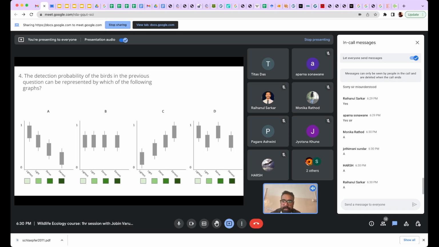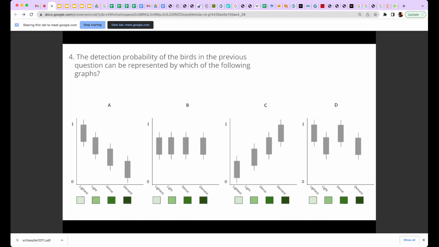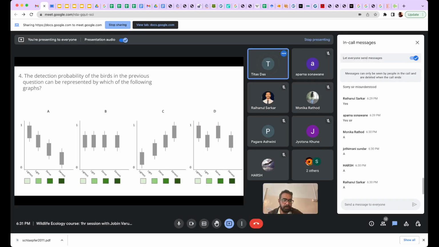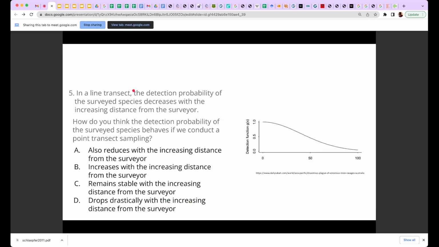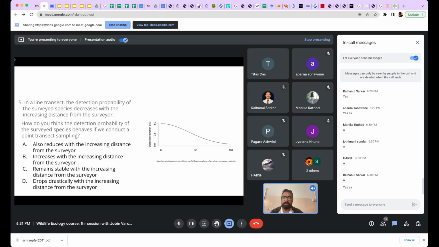So as the density of vegetation, or over here the greenness of the color, the darkness of the color increases, the bird is seen less and less. Everyone with me till now? Yes, sir. Shall we move on to the next question? The answer is A over here. Okay? Yes, sir. Okay, cool. So the next question is on your screen.